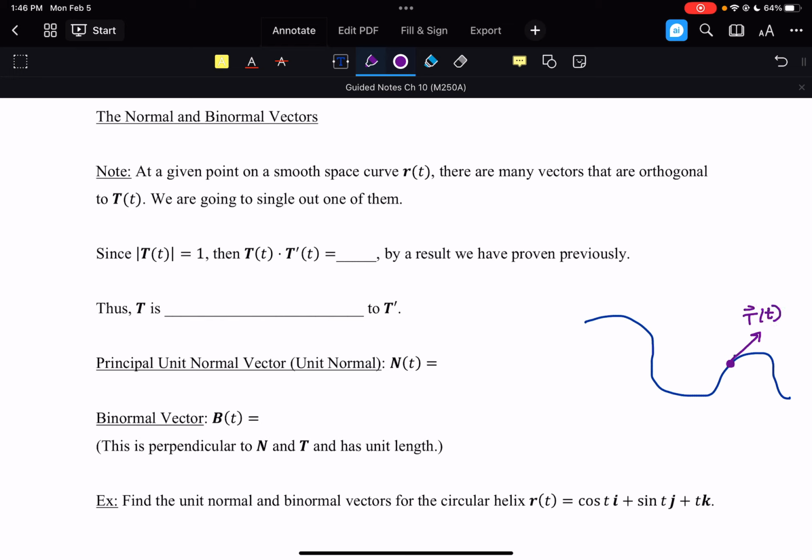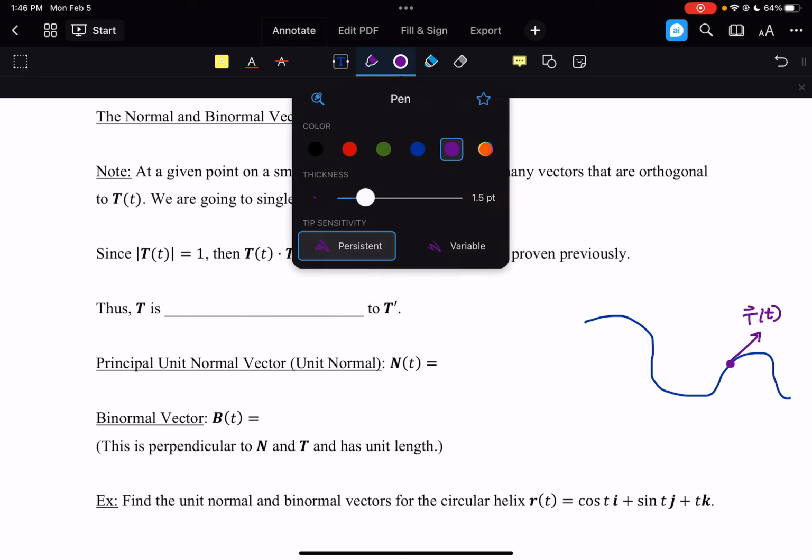Pointed, right? It's the tangent vector. It's pointed in that direction that the curve is going, and it's a unit tangent vector, so it has a length of 1. There are, again, infinitely many vectors that can be orthogonal to this one. They can go all the way around and find orthogonal vectors, but we want to look at one specifically.